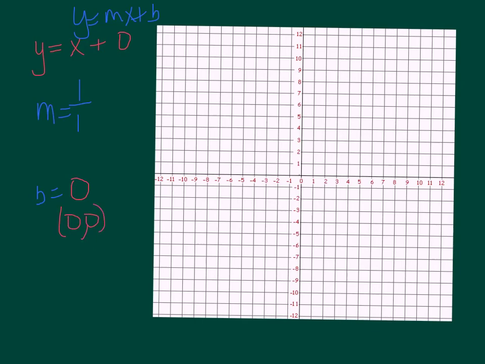So plot your y-intercept, and my slope is 1 over 1, so it's up 1, to the right 1, up 1, to the right 1. If we were to go the opposite, instead of up and to the right, we're going to go down and to the left. Connect your points. Oops, I'm off a little. And there's my line.